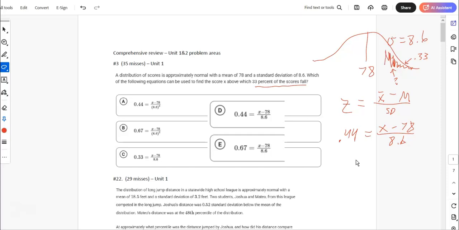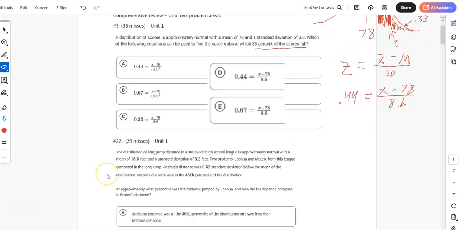So what that means is it's 0.44. I didn't draw this very much to scale. One standard deviation is over here somewhere. That's like one standard deviation. This is 0.44, so it's just a little bit above the 78 there, because it's 0.44 standard deviations above the mean.